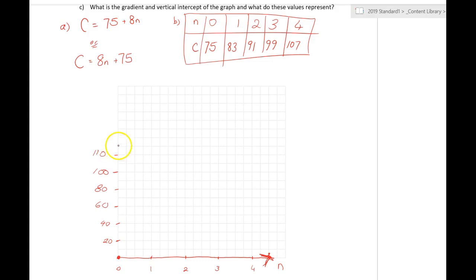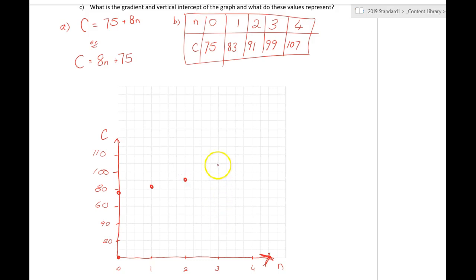Rightio, so there is our vertical axis, which we're going to label with a capital C for cost. There's our two axes. Now we need to put some points on here, and I have 0 and 75. 60, 70, 75 is here. My next one is 1 and 83. Okay, 1 and 83 will be about here. And then we've got 2 and 91. Yeah, 2 and 91 is about here.